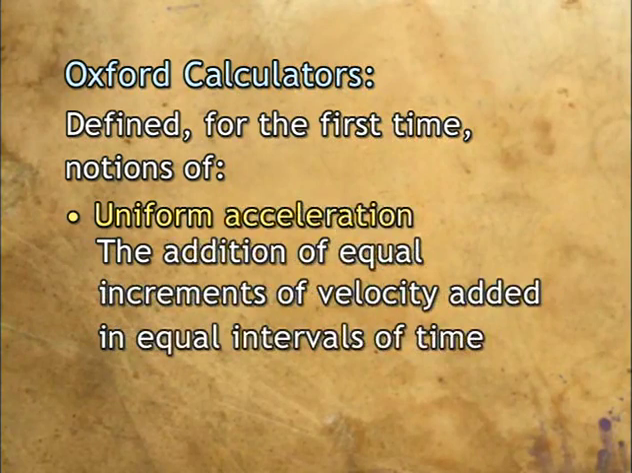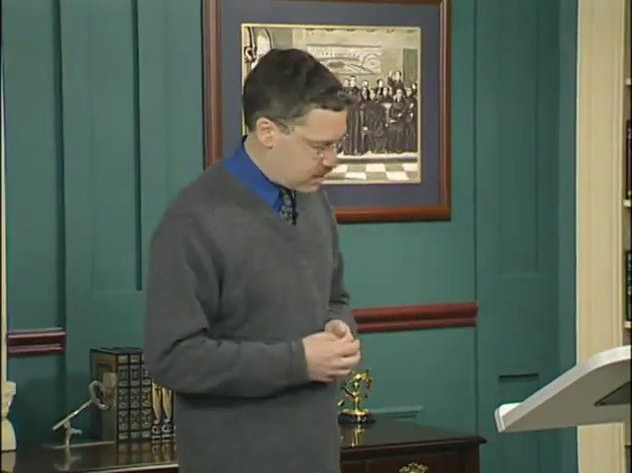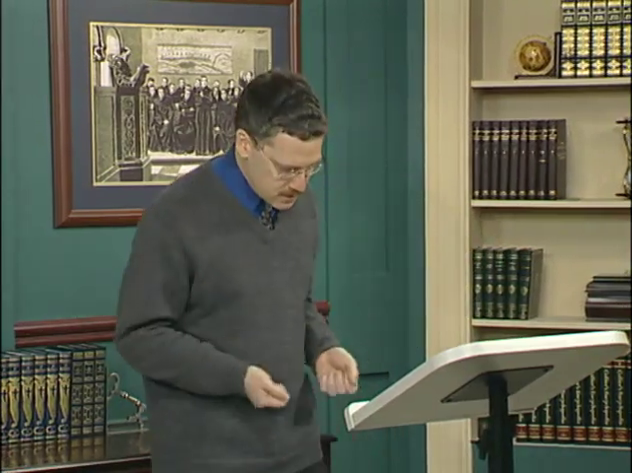Okay? And that uniform acceleration was the addition of equal increments of velocity added in equal intervals of time. So that's essentially the modern definition, expressed in a slightly different way, though. They also devised something called the mean speed theorem. Now, this is a little bit difficult to conceive of, especially the way they express it, because they didn't have mathematical formulas the way we do.